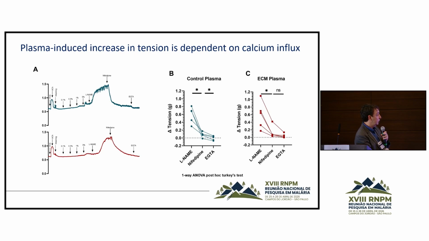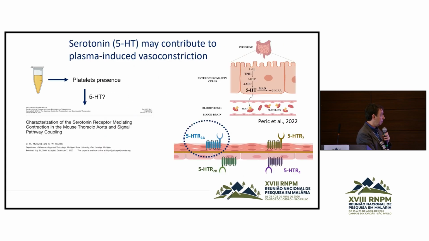And just to look at the mechanism, we saw that this plasma-induced constriction was dependent on calcium. If you add a calcium chelant, you inhibit completely this process of constriction. And then we asked this question.